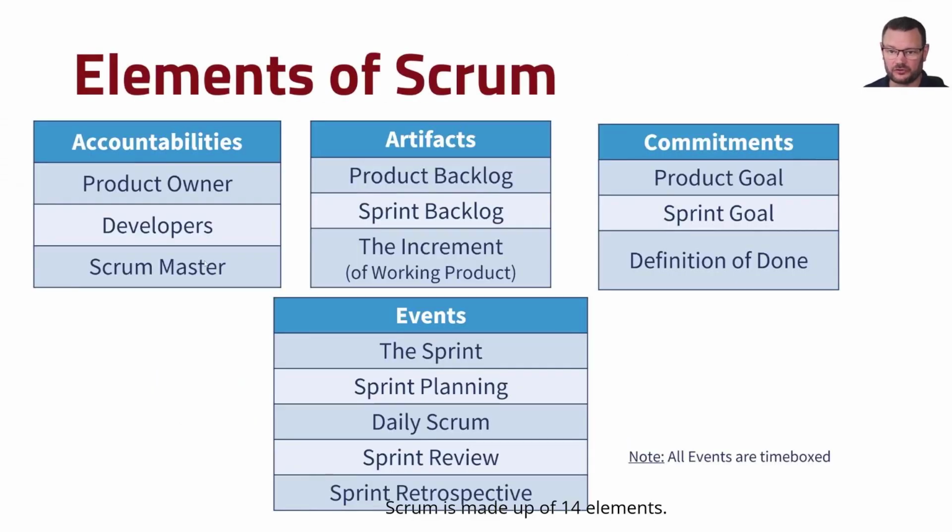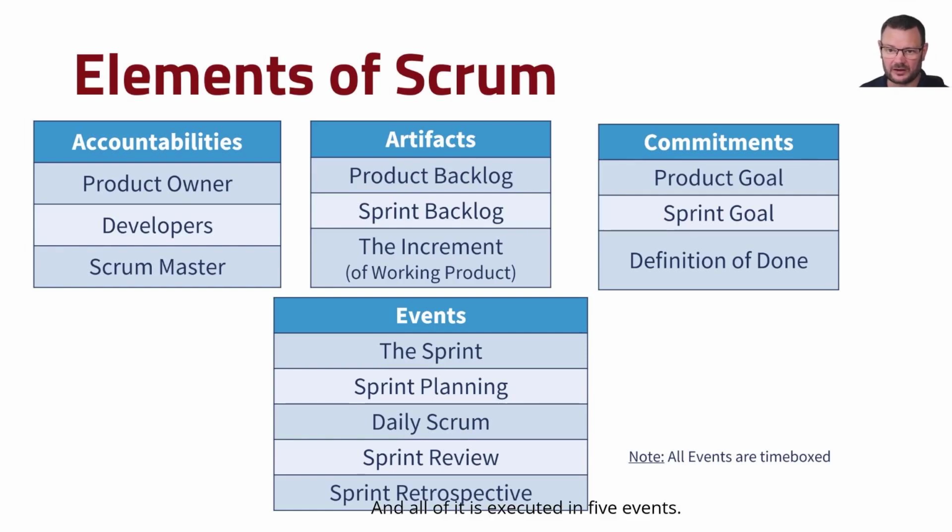Scrum is made up of 14 elements. There are 3 accountabilities. They are the product owner, developers, and Scrum Master. 3 artifacts, the product backlog, the sprint backlog, and the increment of a working product. There's 3 commitments, the product goal, the sprint goal, and the definition of done. And you'll notice each commitment supports one of the artifacts. So the product goal supports product backlog, sprint goal supports the sprint backlog, and definition of done supports the increment.